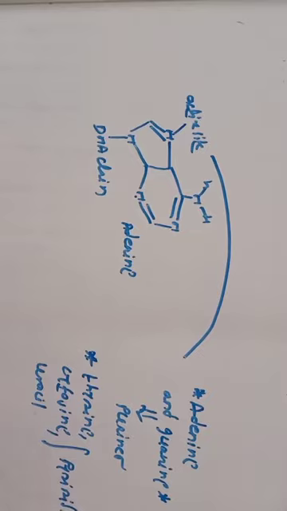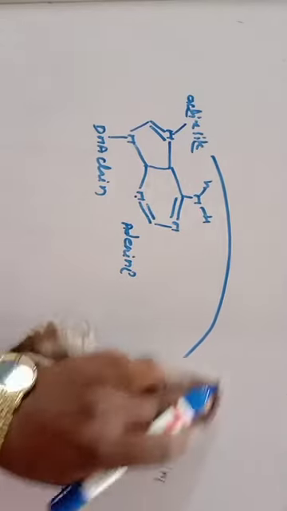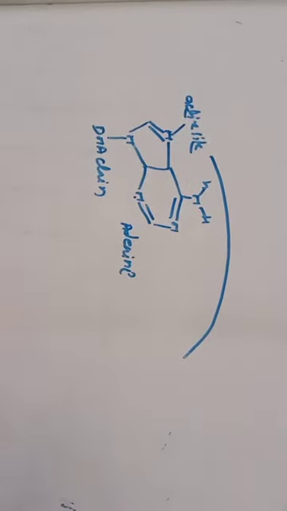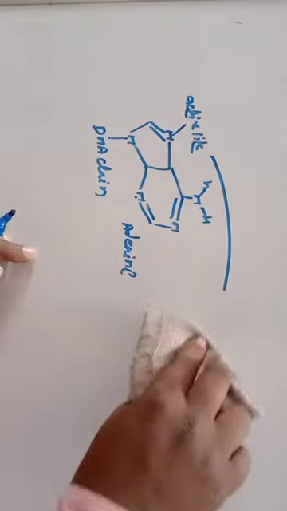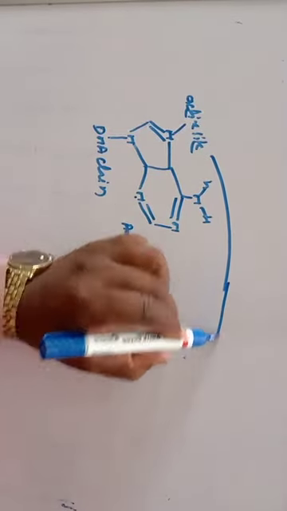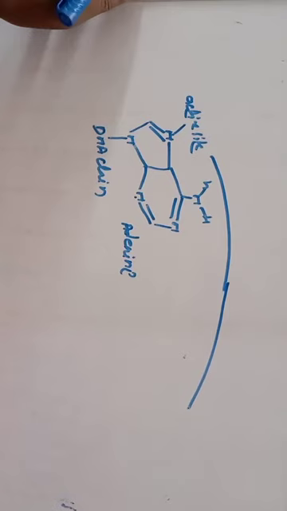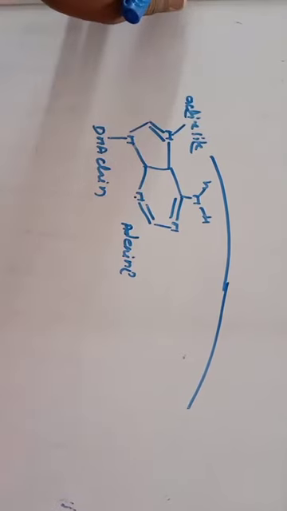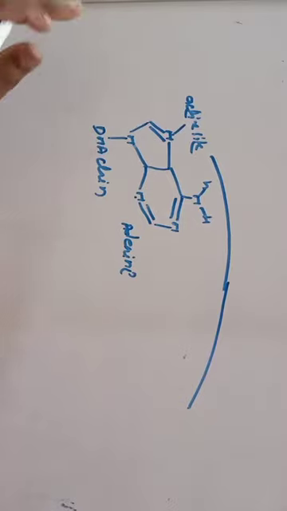So this is your adenine. It forms hydrogen bonding with another molecule such as thymine.